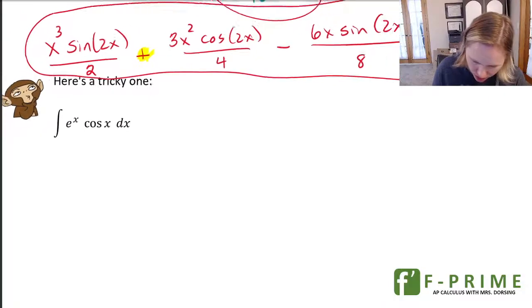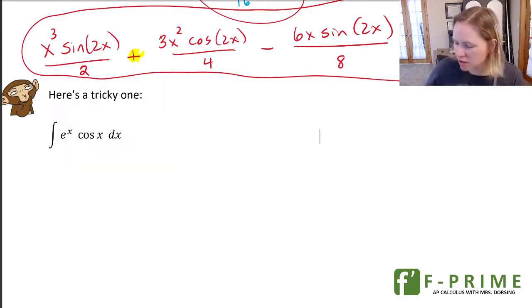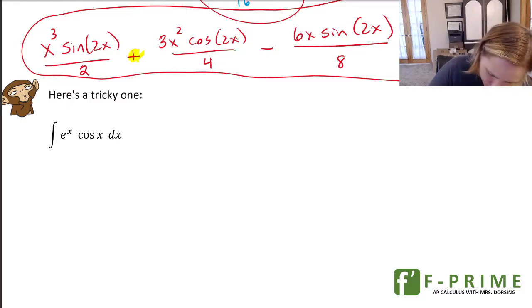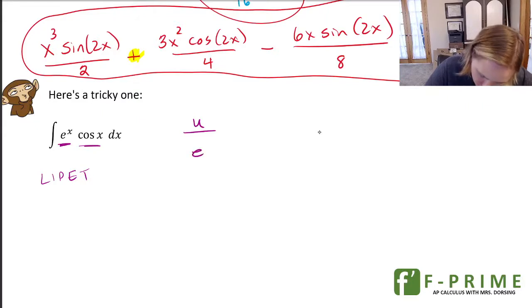Here we go. Here's a tricky one. Let's see if we can find out why it's so tricky. So remember, whenever I am trying to figure this one out, I'm going to let u be what u would be in Lippitt. So let's see. Here we'd let u. So Lippitt says exponentials come before trig functions. So u is going to be e to the x. dv is going to be cosine of x.